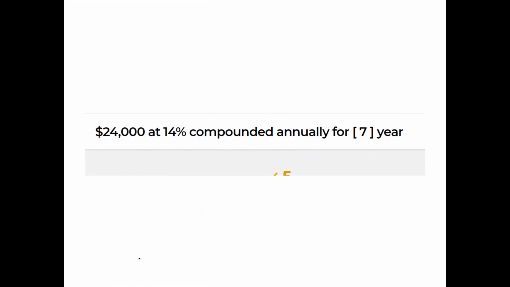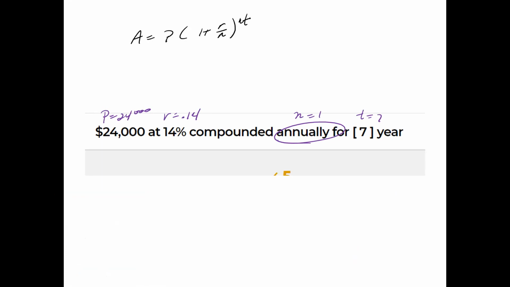All right, so this one says 24,000 at 14% compounded annually for 7 years. So we're starting off easily. Annual just means N equals 1, T equals 7, R equals 0.14, P equals 24,000. Remember, your equation is A equals P times (1 plus R over N) to the NT. So let's plug everything in. A equals 24,000 times (1 plus 0.14 divided by 1) to the 1 times 7.